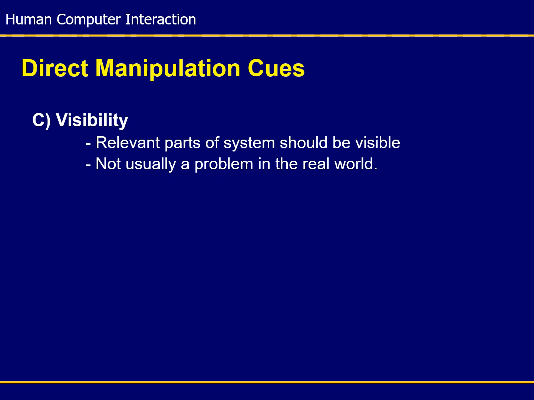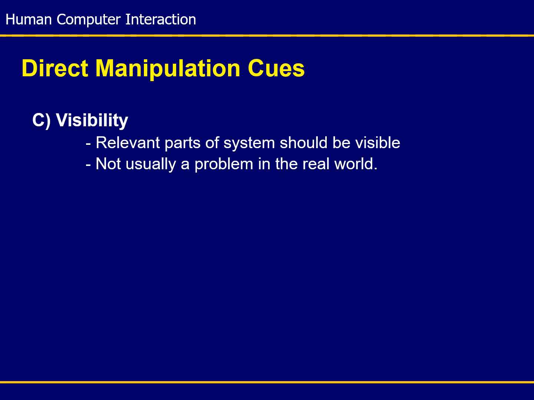Now, the third cue is visibility. The relevant parts of the system should be visible. Okay? In the real world, visibility is almost guaranteed because of the nature of things. Now, in the software world, the system is running on the CPU. The interface is all fake. So unless the designer takes into account the visibility, there is really nothing that tells the user what's going on. Okay? Because what the user is looking at is the screen. The screen is not running the software. The CPU is running the software.